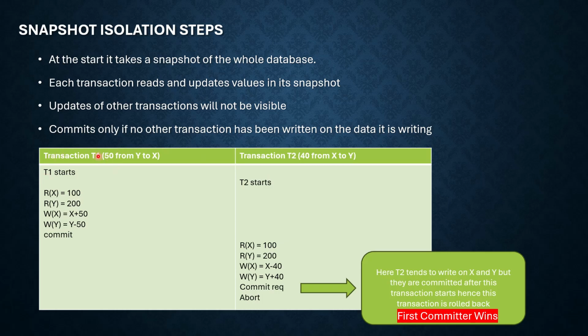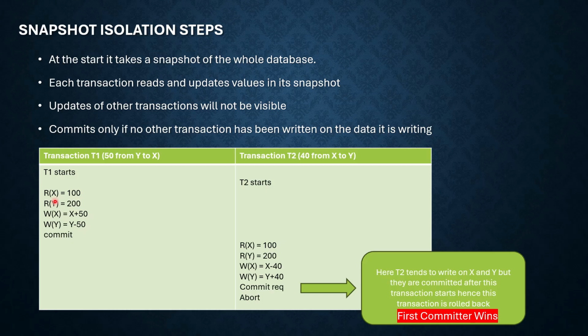Okay, what is transaction T1 doing? It is transferring 50 from Y to X. And what is transaction T2 doing? It is transferring 40 from X to Y. Okay, this is a simple bank database system. It simply means transferring 50 from account 1 to account 2, and transferring 40 rupees from account 2 to account 1.